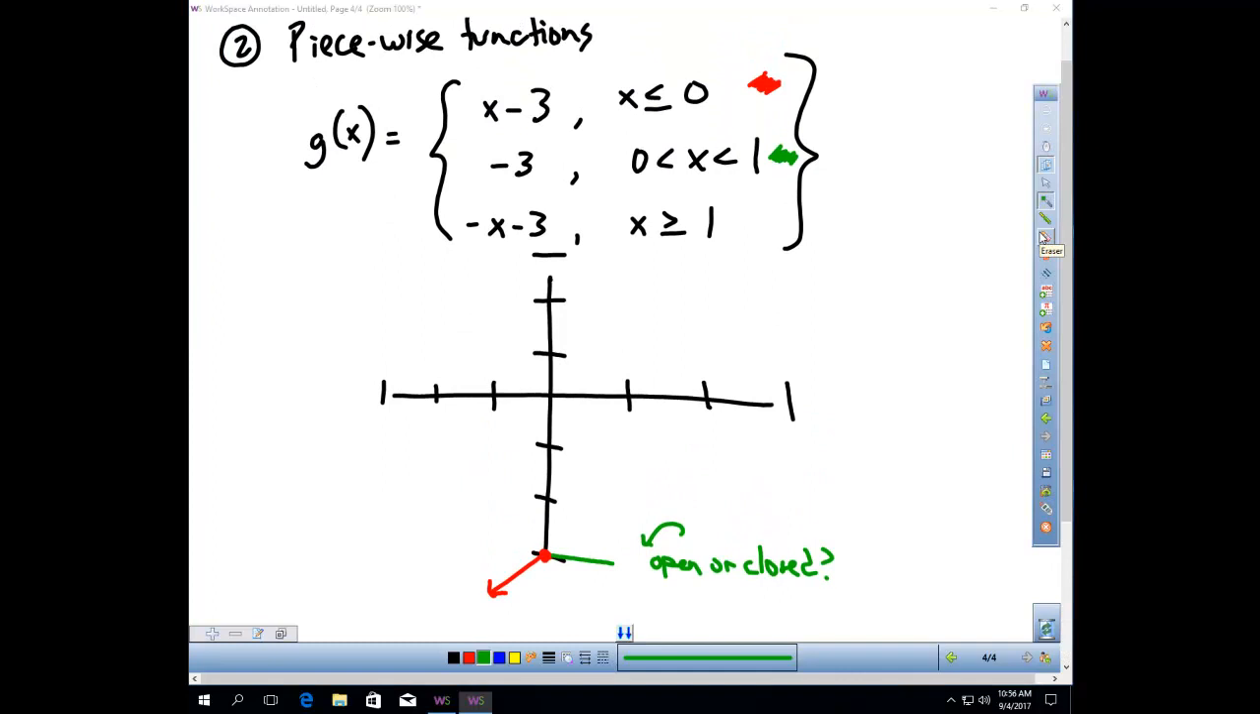You might say, well, why is the circle closed at 0? Well, it was closed because of the original function. The first function was defined at that spot. Again, that might be a question that you look for some clarification on tomorrow in class.